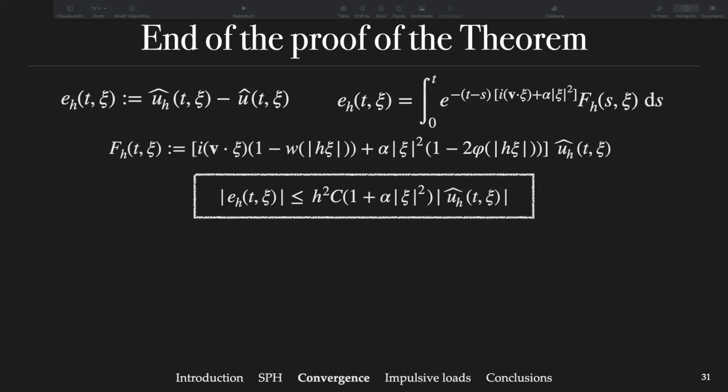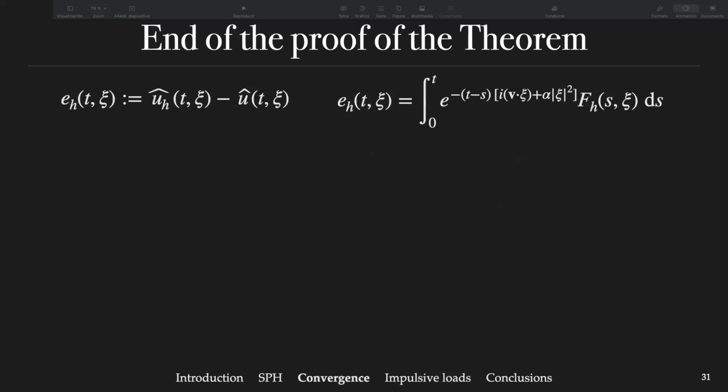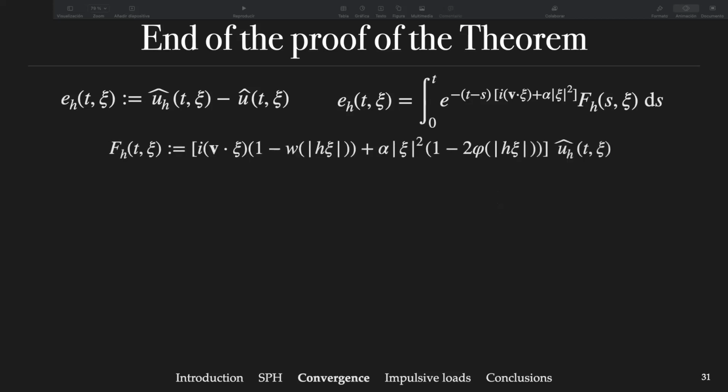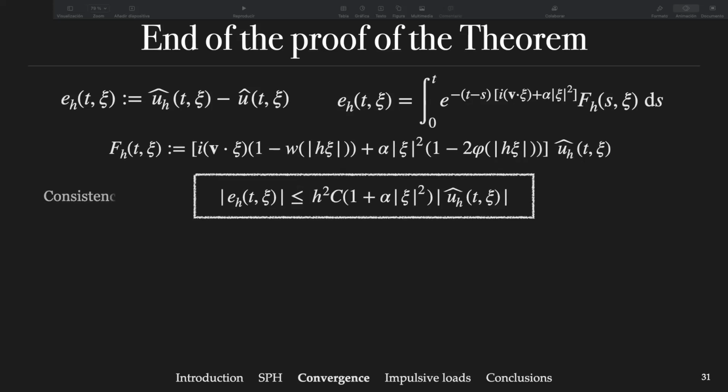Now, two remarks here. We already have an h squared, which is interesting because it shows that we may have a second order of convergence. But the proof is not finished yet because we have this term here that still depends on the time. Here I have used the consistency properties, and now I will use the stability properties of the problem to finish the proof.